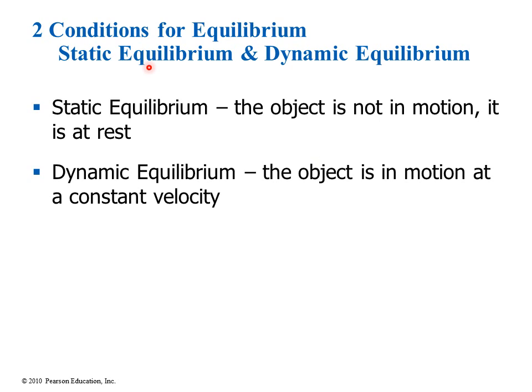Let's look at two conditions for equilibrium. And this matters that you know something is in equilibrium. So there's static equilibrium and dynamic. Static equilibrium is an object is not in motion, it's at rest. Dynamic equilibrium, the object is in motion at constant velocity.